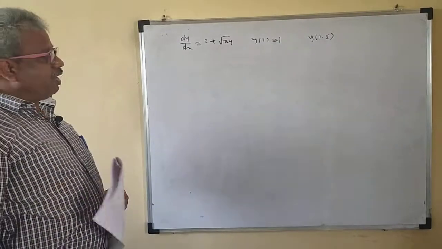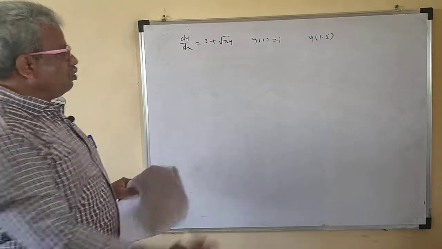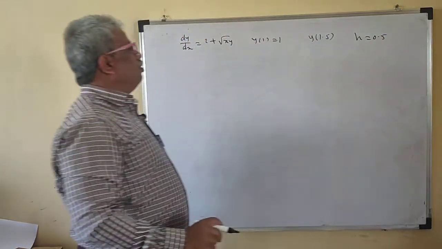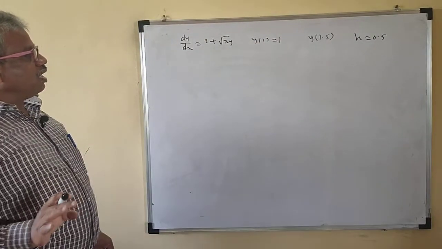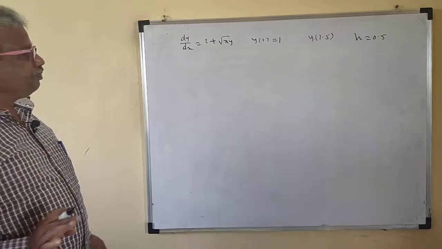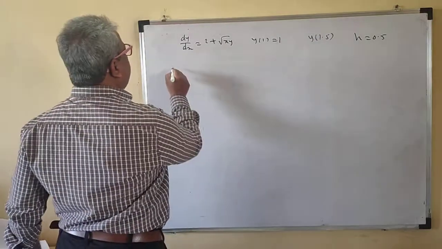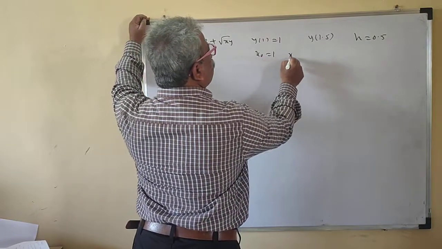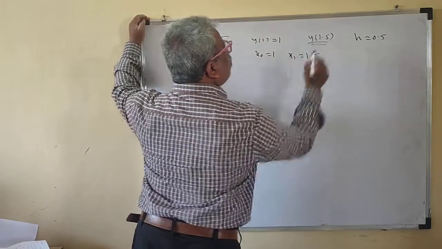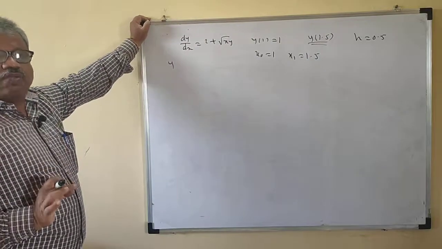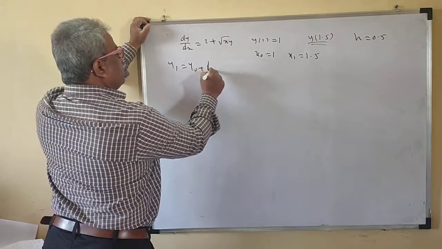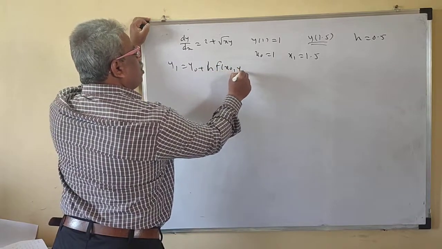Take h is equal to 0.5, by using Euler's method. So this is f of x, y. So that means what here? Your x naught is 1, your x1 is 1.5 and you want y at 1.5. That means I only have to find y1. So y1 is equal to y naught plus h f of x naught, y naught.